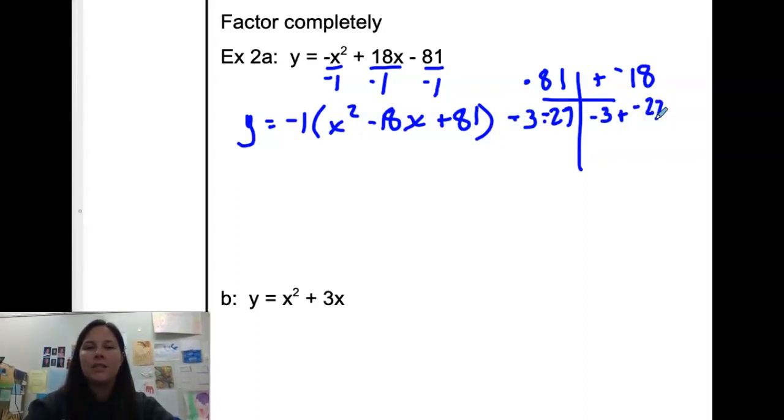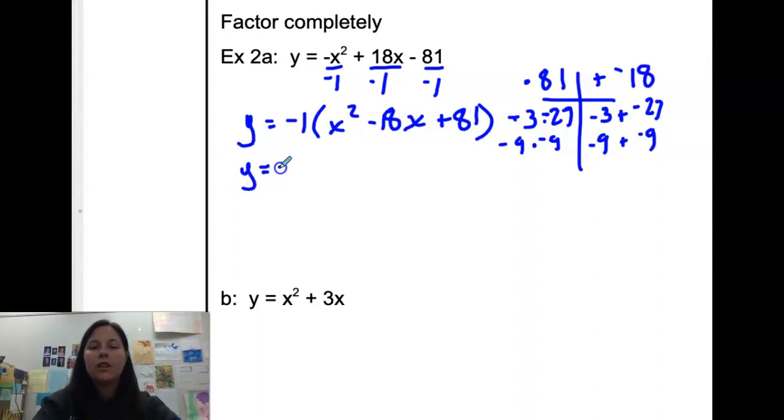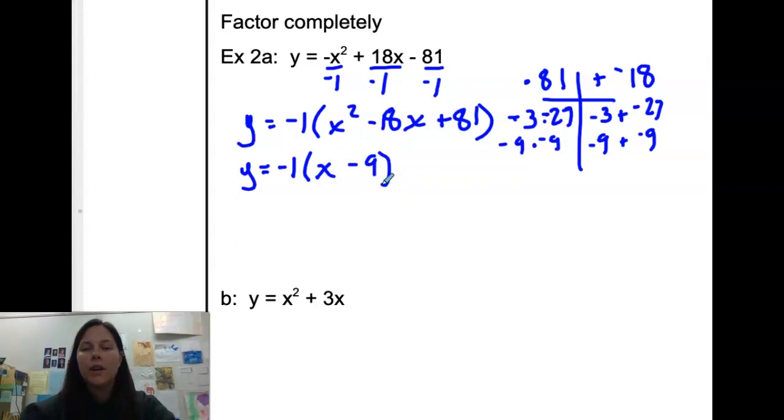The next number that goes into 81 is 9. 9 times 9, again, in order to multiply to a positive and add to a negative, I need both of my numbers to be negative, and negative 9 plus negative 9 is that negative 18. So for those of you that recognize the shortcut, once you get the same number, you can put the x minus 9 with the square on it right away.